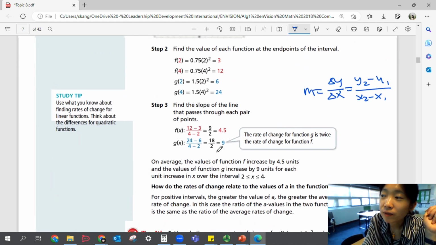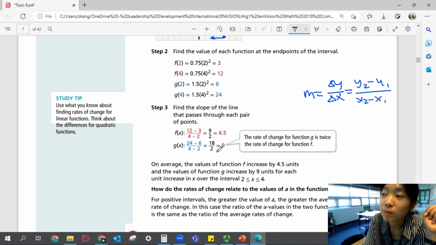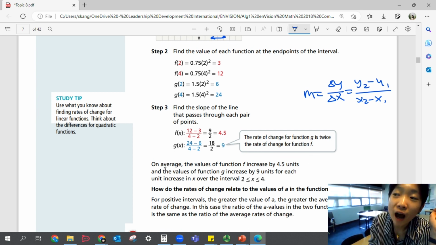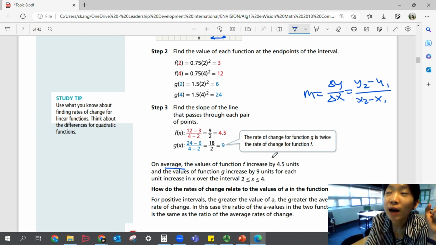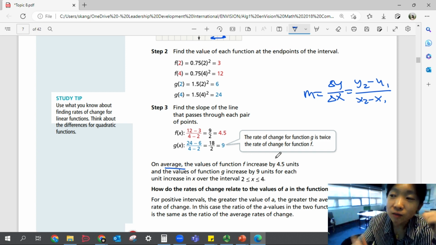So on average, the values of function f increased by 4.5 units. So this is on average. It's not the exact amount because obviously it's a curve. But if we find the slope with the two endpoints, that could be our average over that interval. Okay? And the values of function g increase by 9 units for each unit increase in x over the interval 2 to 4.